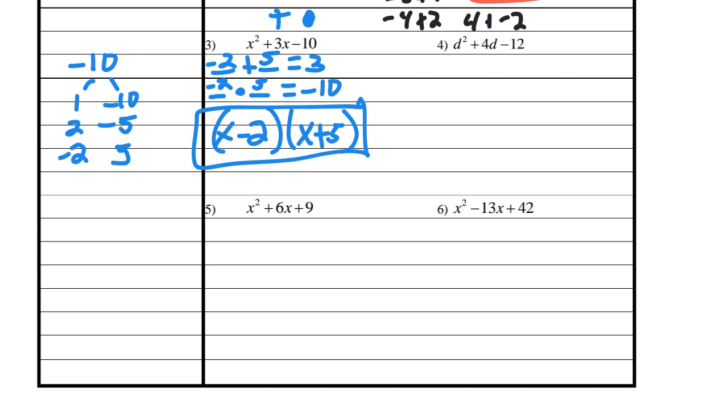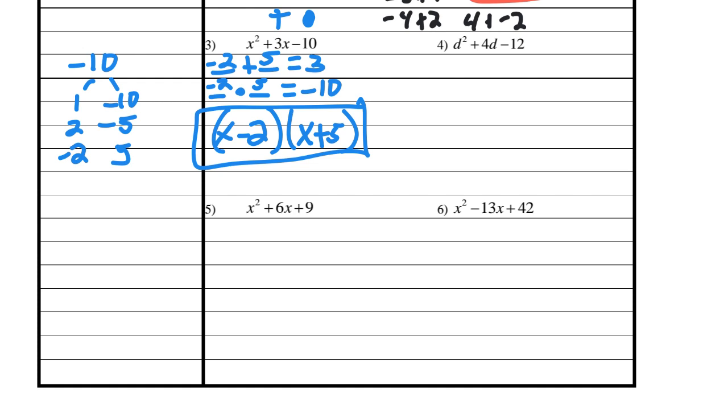You can always check your answers by going from the box. So if I do x minus 2 on the top and x plus 5 on the side and fill in the box, I should get x squared plus 3x minus 10. Okay, I'm going to skip number 4. You can try that one on your own, and I will go and do number 5 here.